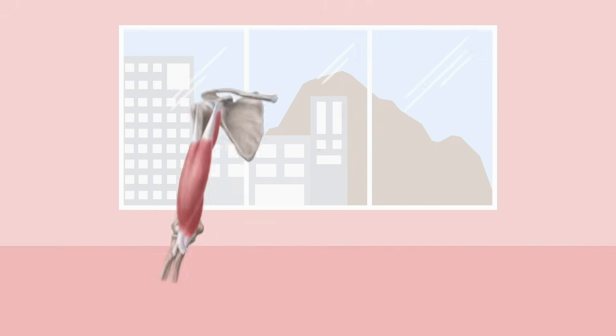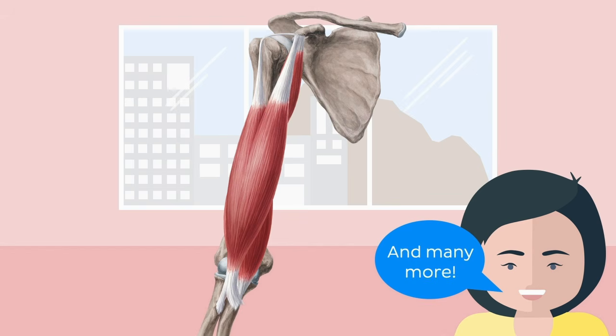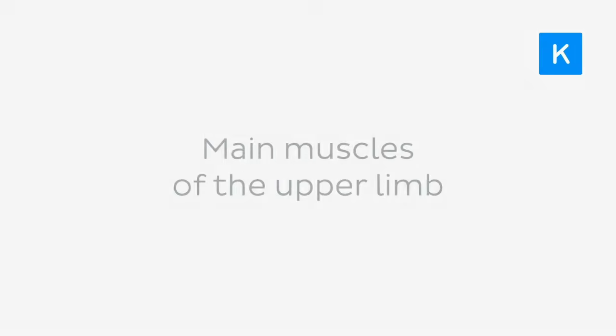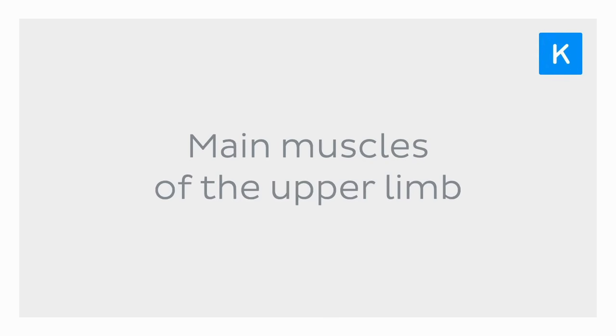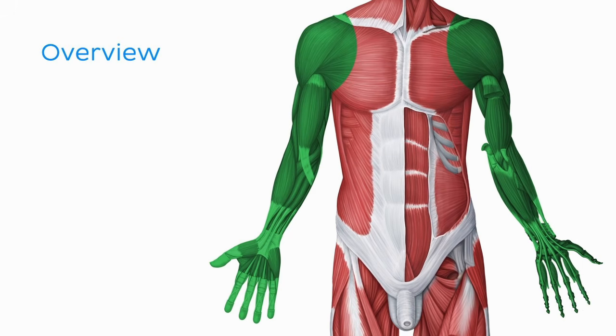But if we look a little bit deeper, there's much more to the muscles of the upper limb than it may seem at first. So rather than building up our muscles at the gym, let's build up our knowledge on the main muscles of the upper limb. In today's tutorial, we're going to take a look at some of the main muscles of the upper limb. There are quite a lot of them, but don't worry, we're going to break them down into regions to make it more manageable.